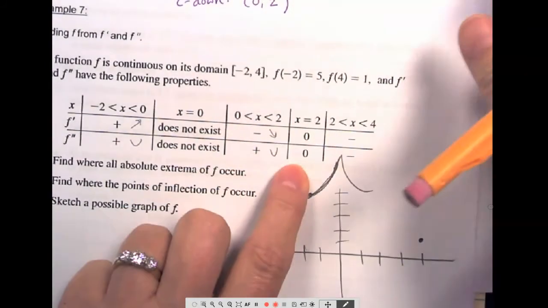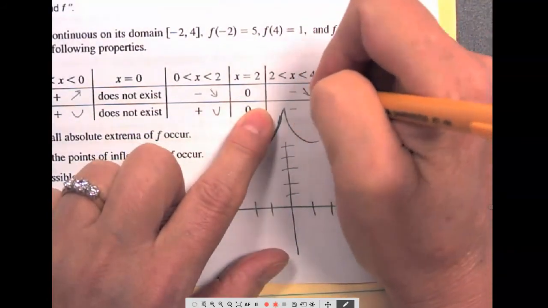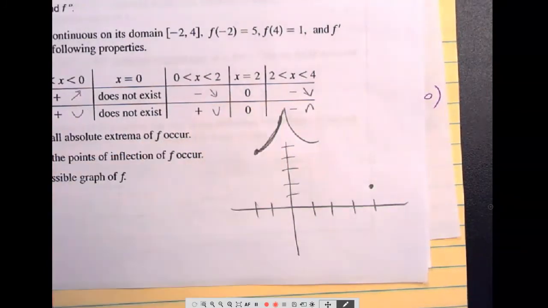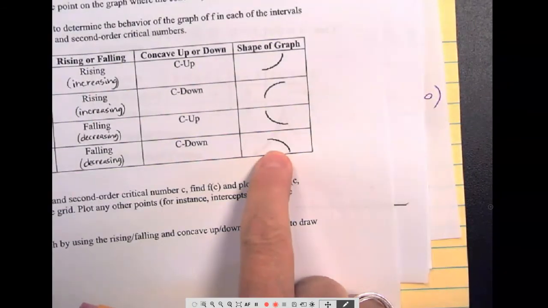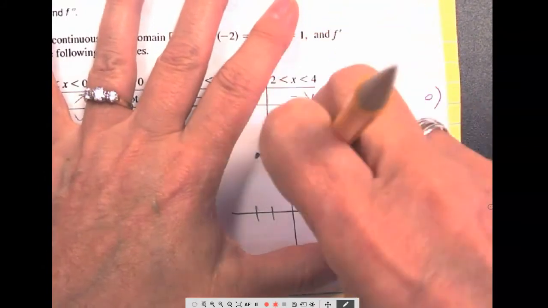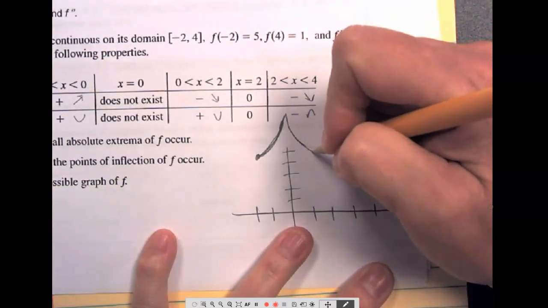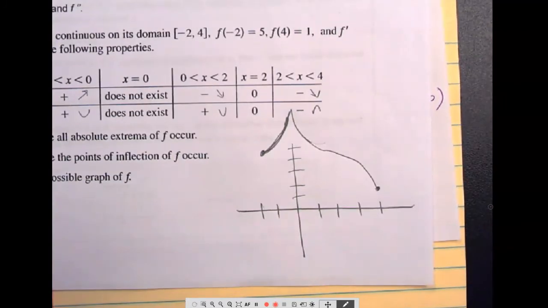Between 2 and 4, both of these are negative. That means decreasing and concave down. The right side of the upside down parabola. Decreasing, concave down. Let's go. Like that. That is how I remember it. Okay, so let's see. Something like that.